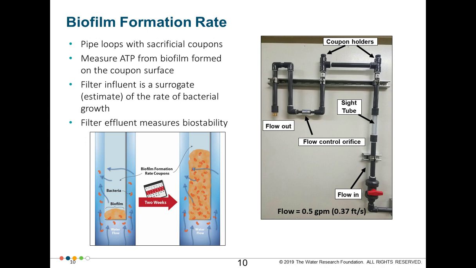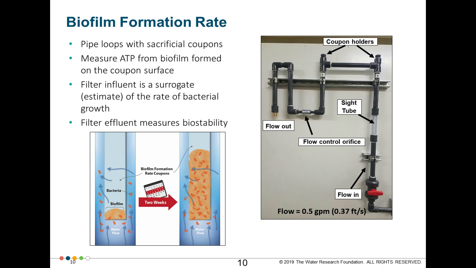An example apparatus or installation of these pipe loops is shown in a picture here on the right. This was installed at Columbus Water, and it's showing flow going through the system on the lower right-hand side of the picture, moving right to left, where flow goes in past a manual control valve, then it goes up past a sight tube, and then past the coupon holders through a flow control orifice, and then the effluent goes to drain.